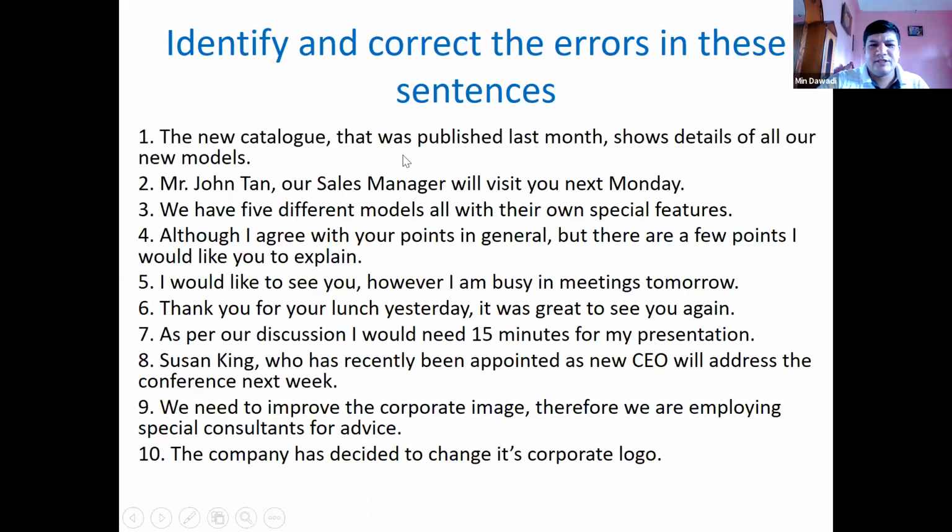First sentence. What is the small mistake in this sentence? You just tell me. The new catalog that was published last month shows details of all our new models. Do you find a small mistake here, or a small thing which can be changed in this sentence? The new catalog that was published last month shows details of all our new models. Anyone can say.